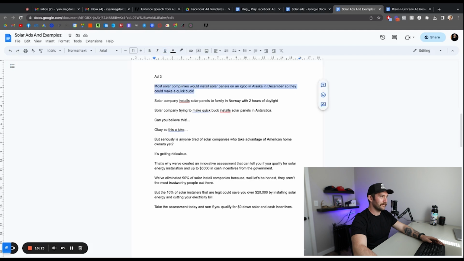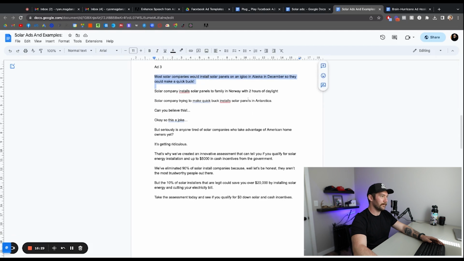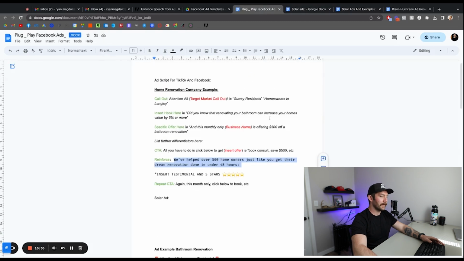This is a funny one. I think I did a brain hurricane for this. Most solar companies would install solar panels on an igloo in Alaska in December so they can make a quick buck. This is the solar's-a-scam angle, so I'm writing more of a story here. But the basic ad that works, I would say 90% of the time, is pretty much this right here. You just plug your ads into this and rotate the callout and the hooks. You can rotate the first 3 lines of the ad. That's going to be really strong.